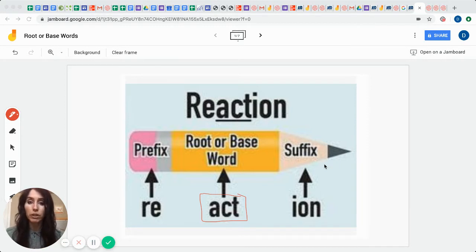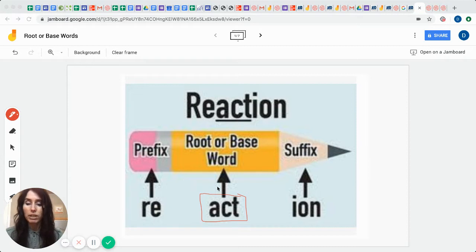As a quick review, we're going to look at the word reaction. Hopefully you had a positive reaction when I told you that we were going to be studying word analysis skills. As you recall from our last lesson, we talked a lot about what prefixes are. They're the chunks of letters that come before a base word or root. And we talked about what suffixes were. Those were the chunks of letters that come at the end of our base or root word.